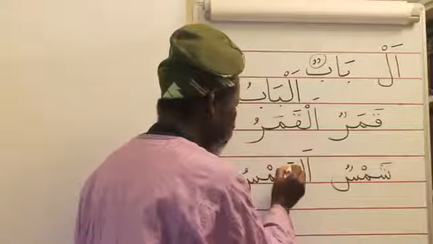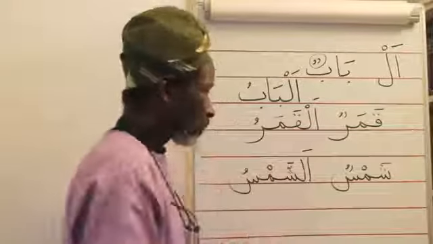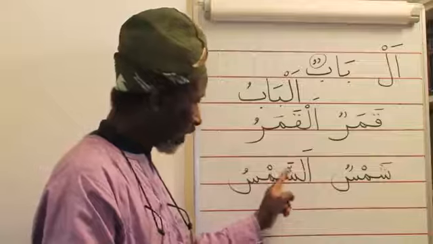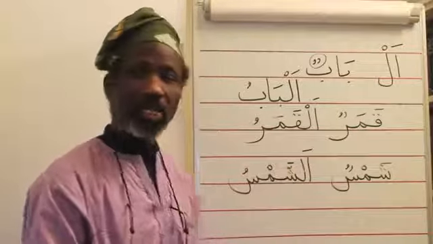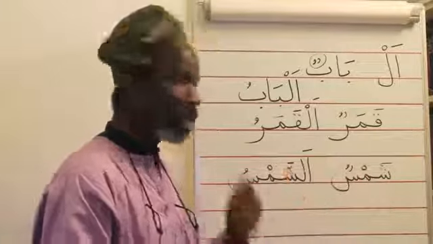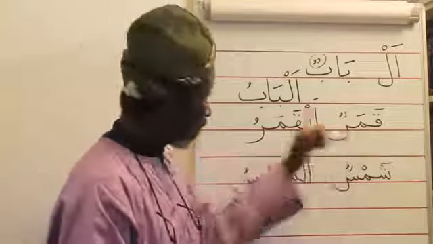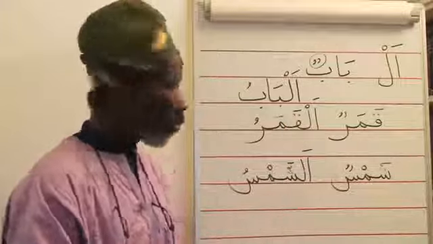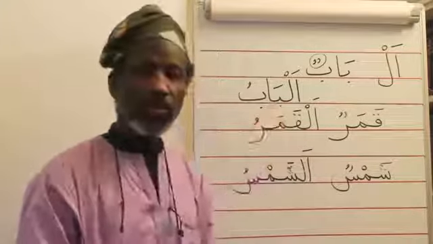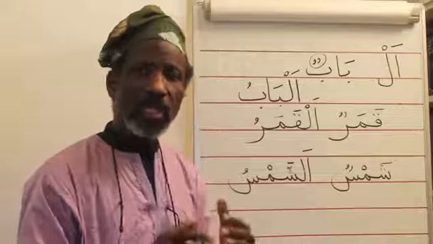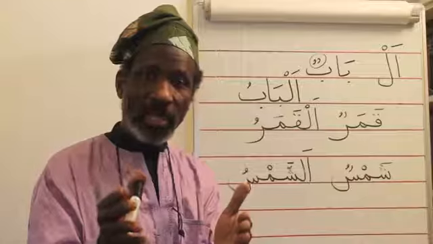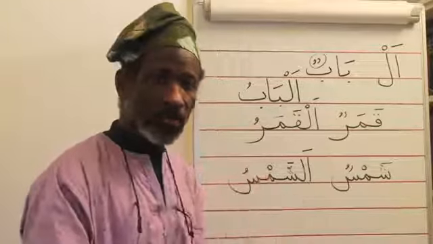Here, ash-shamsu, the sheen is suddenly carrying shadda. Here no shadda, there is shadda here. Here no shadda, there's no shadda. Why is this one carrying shadda, and why is this one not carrying shadda? This leads us to the question of moon letters and sun letters.